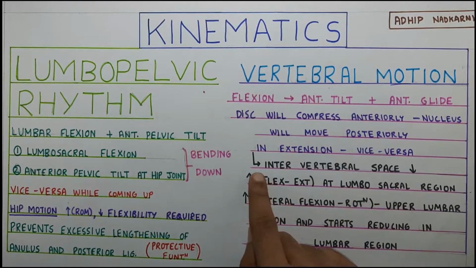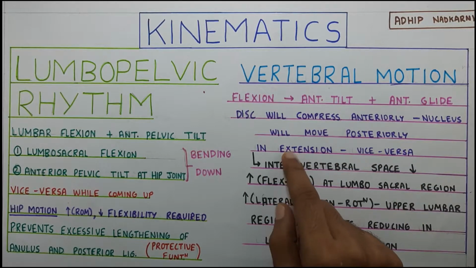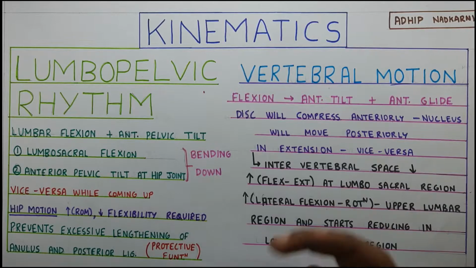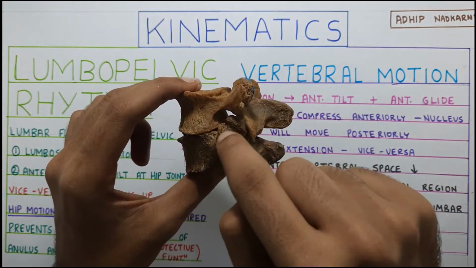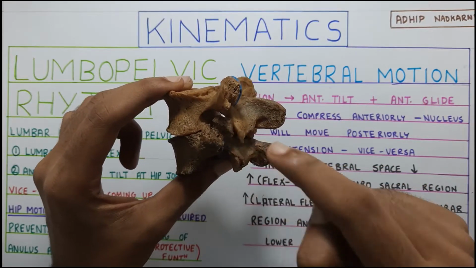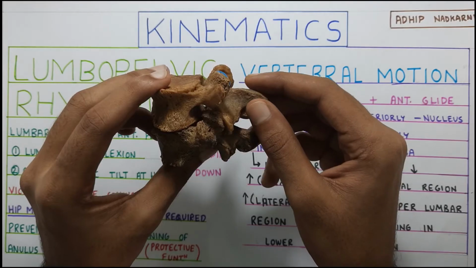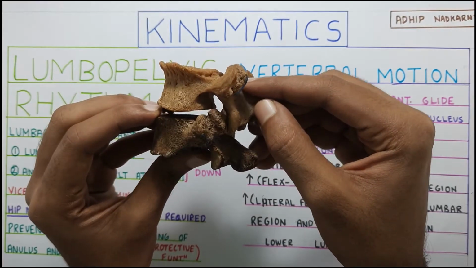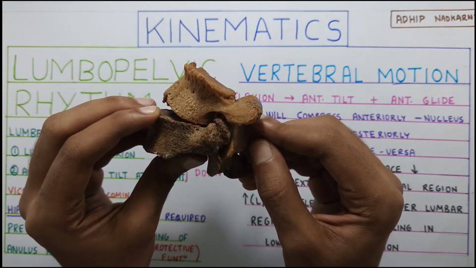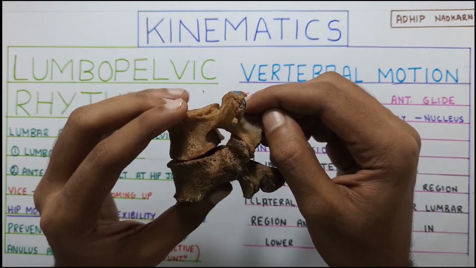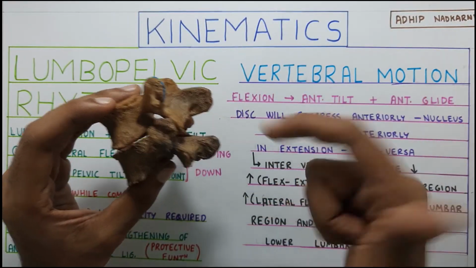Apart from this, the intervertebral space will reduce in extension, and in flexion, what will happen? It will increase, right? If you can see over here, this space is the intervertebral space from where the spinal nerves also come out, right? So during flexion the space will be increased, and during extension the space will be reduced. So that is about how the intervertebral space changes with flexion and extension.